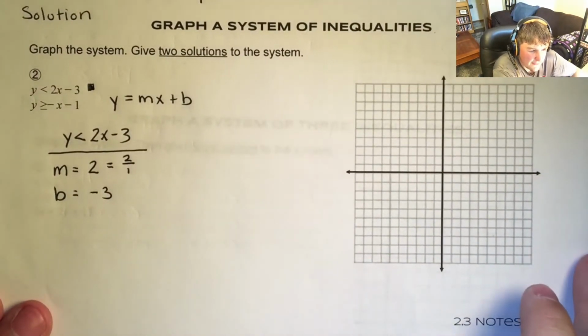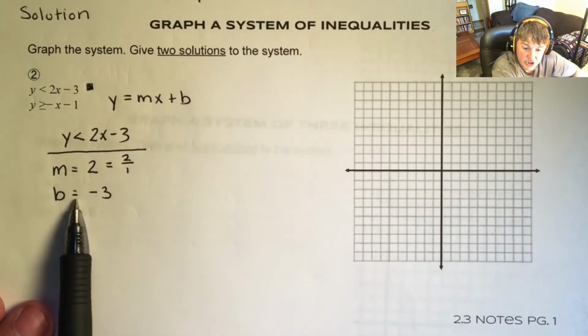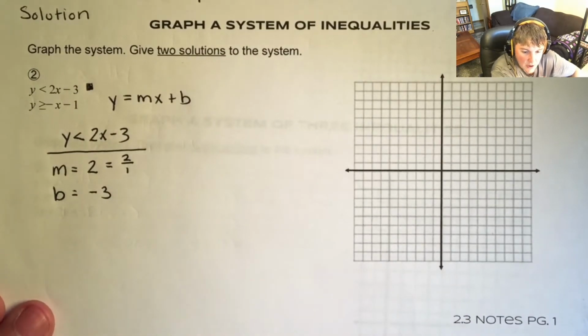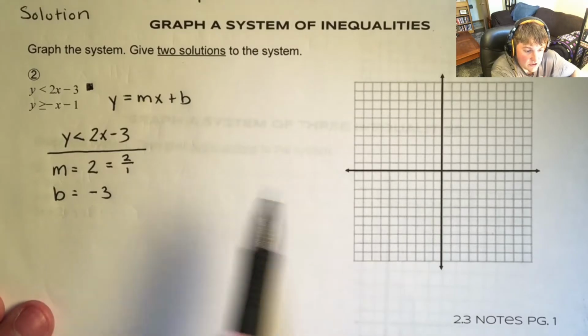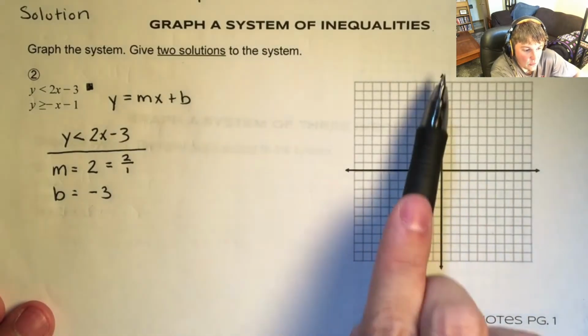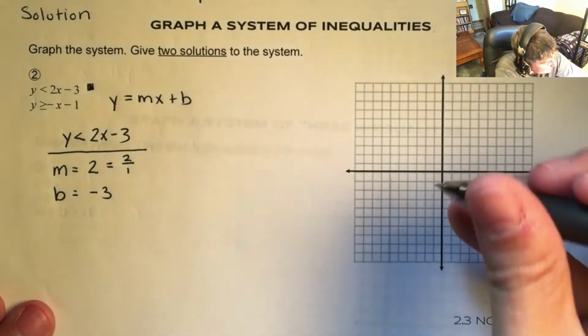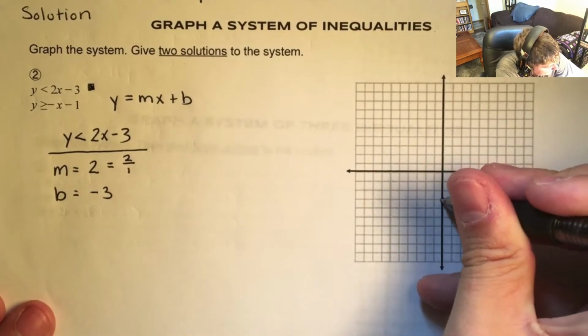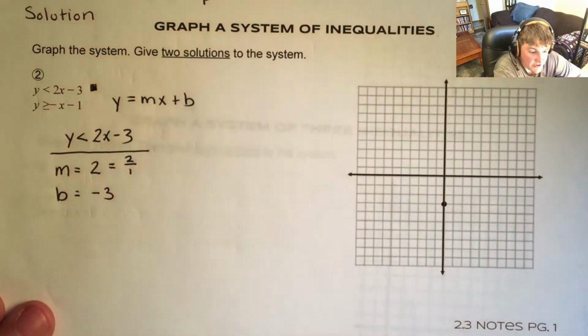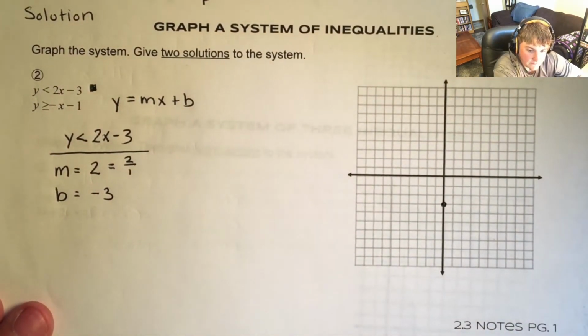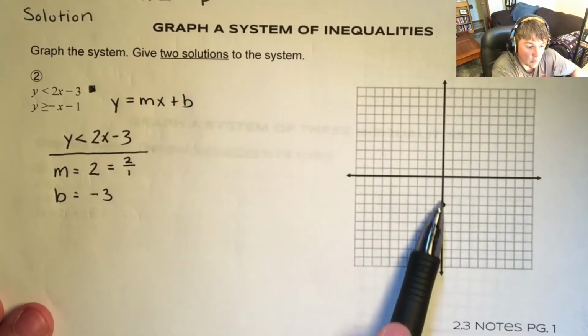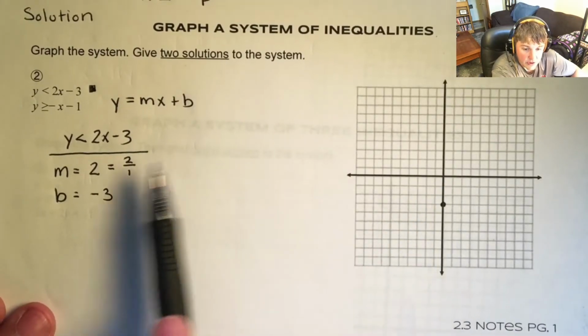So let's go ahead and graph that. You always want to start with the y-intercept. So you have to identify your x-axis and your y-axis, and that's going to be negative 3. So 1, 2, 3. There's my starting point of this line. From here, I want to use my slope. My slope is 2 over 1. That means for every x value I increase by 1, my y value is going to increase by 2.